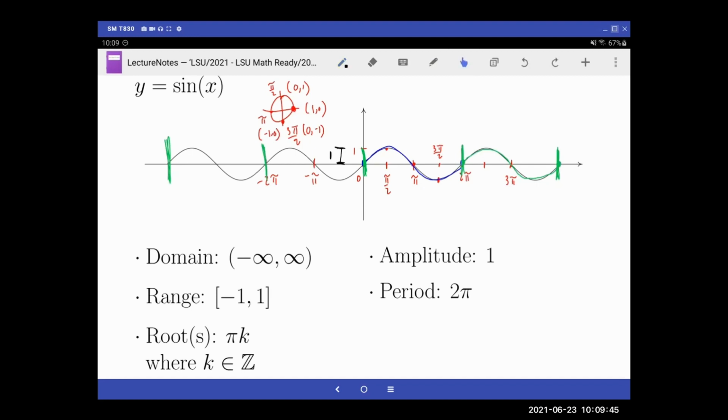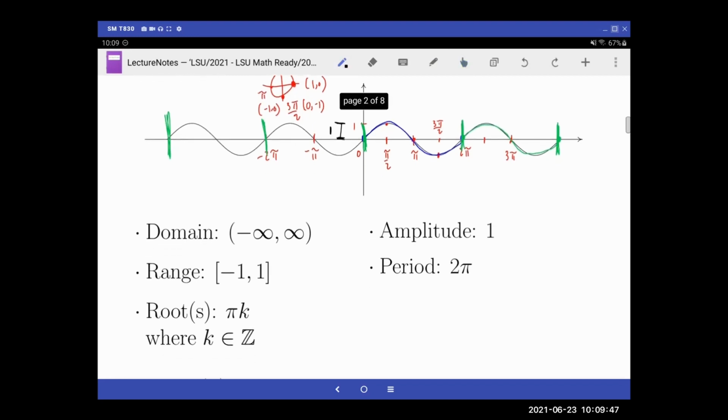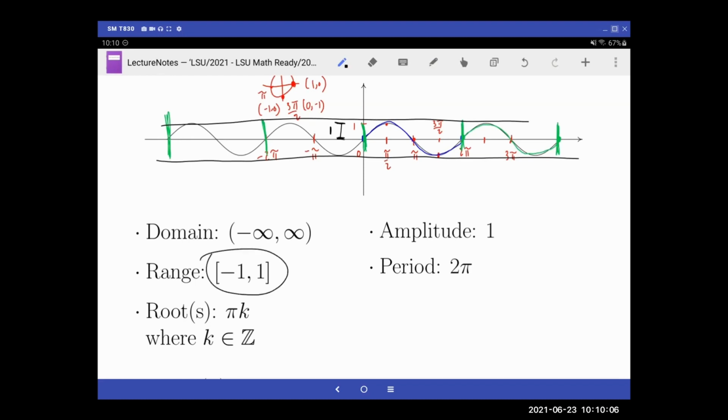Okay, the domain will go on forever because remember, you can plug in any angles you want from negative infinity to positive infinity. The range, though, you might notice is stuck, right? It's stuck between -1 and +1. Okay, the range is bounded between -1 and +1. That's what this is saying here.